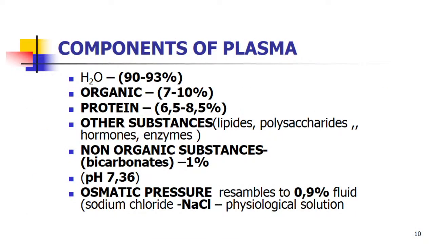So, starting from the plasma. These are the components of plasma. Water dominates among the substances, around 93% of the plasma. Organic substances are 7 to 10%. Proteins 6 to 8.5%. Other substances: lipids, polysaccharides, hormones, enzymes, and non-organic substances, bicarbonates, around 1%.